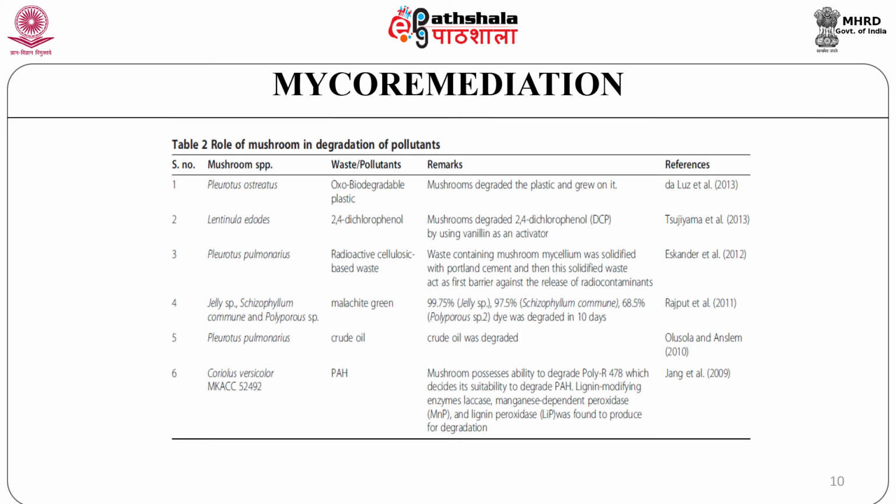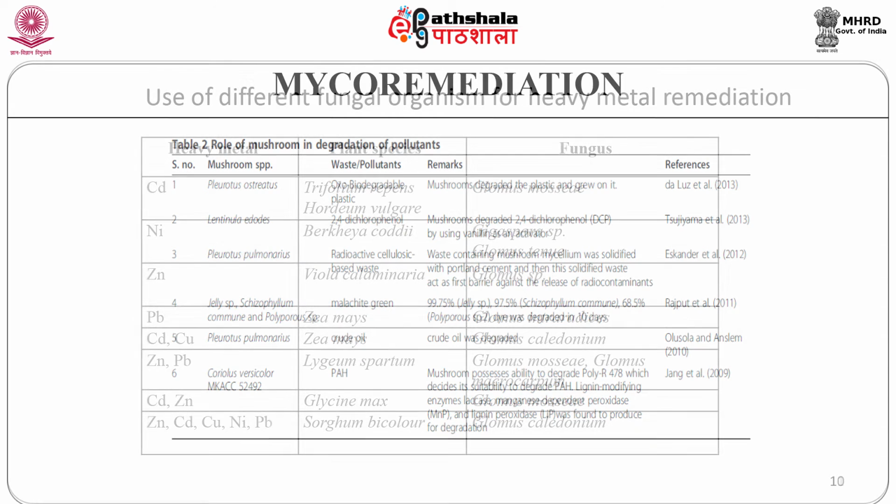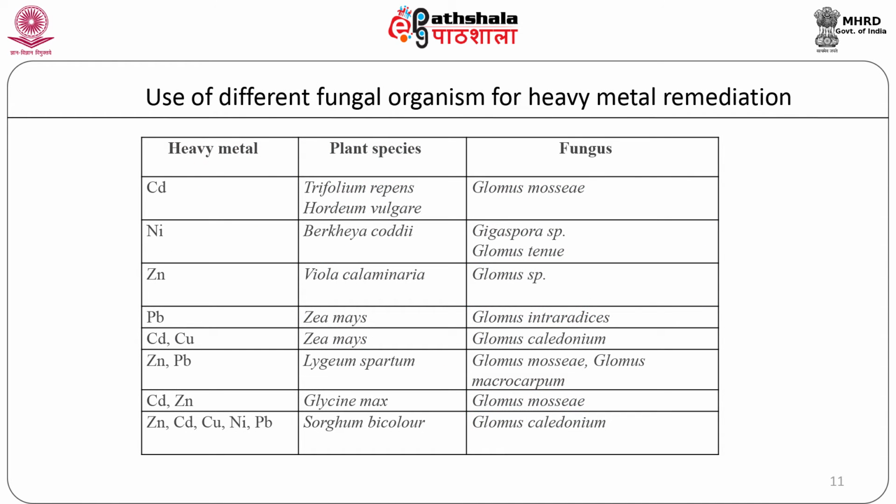So, this table shows the role of mushrooms in degradation of pollutants. This table shows the plant species and fungal spores which are used in the bioremediation process of the heavy metals. Heavy metals like cadmium, nickel, zinc, lead, and copper can be bioremediated with the help of these plant species and fungi.